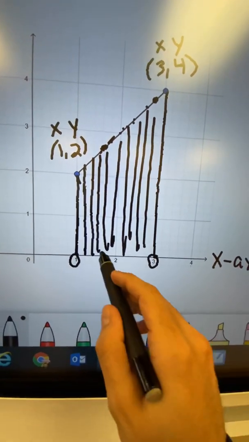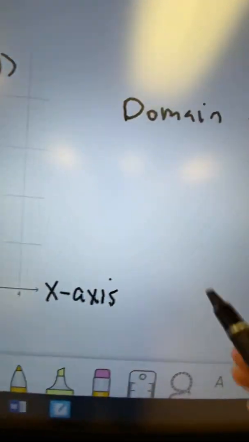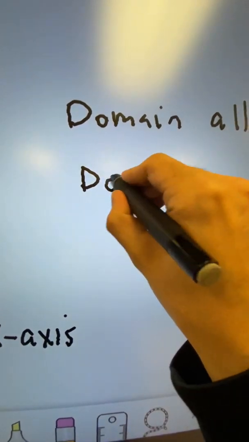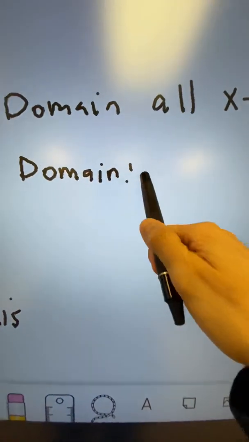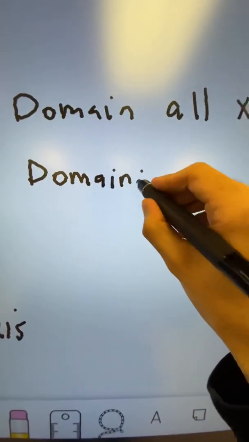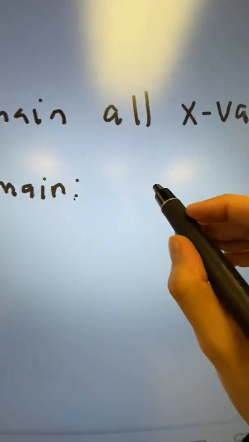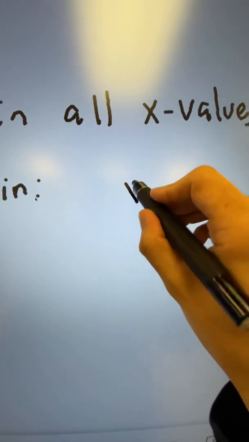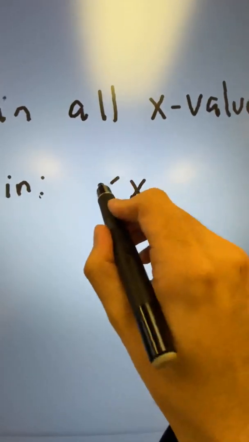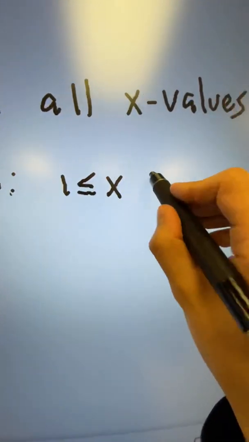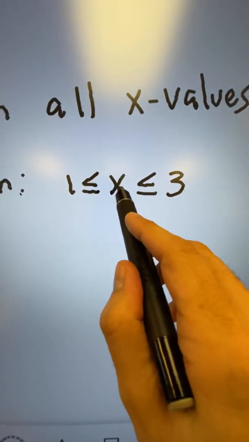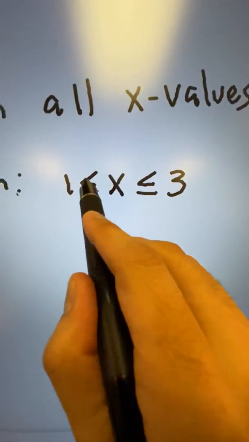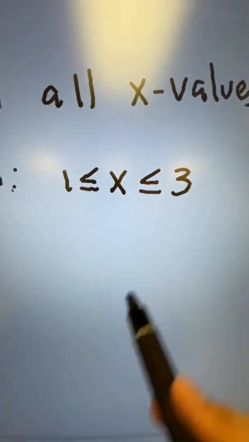And notice that since we can have many different x values, I'm going to write this in interval notation. So my domain, put a colon here, is going to be the set of x values, and we're going to write it as an inequality, that are in between 1 and 3. So it's all x values between 1 and 3, and we're also including the 1 and the 3, so that's why I put the lines underneath.